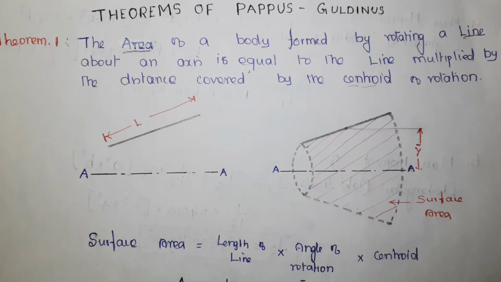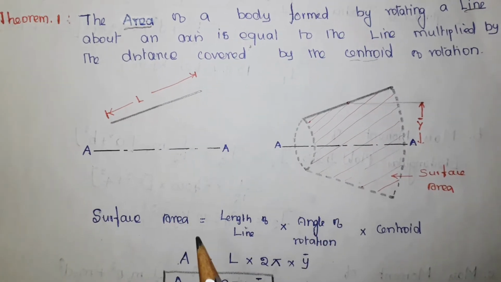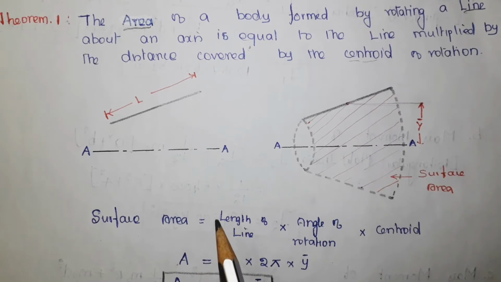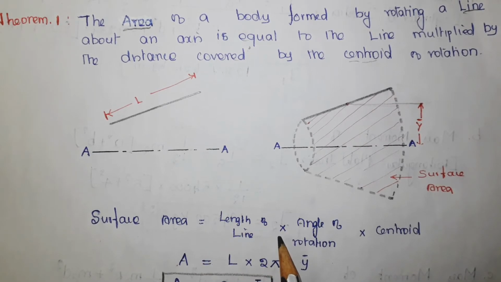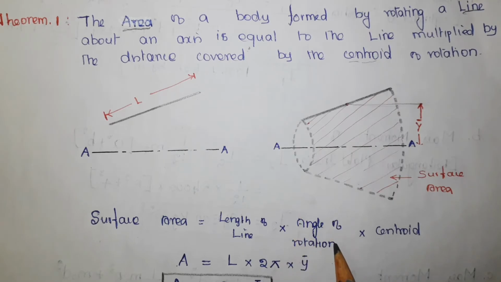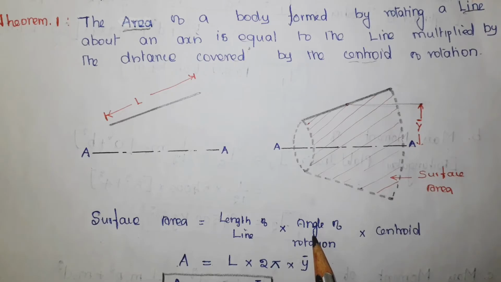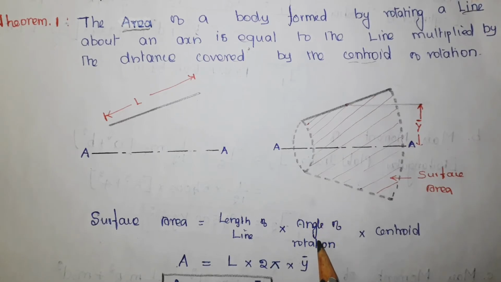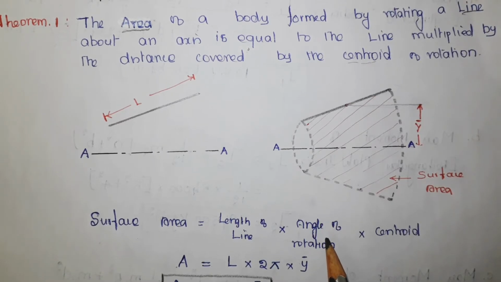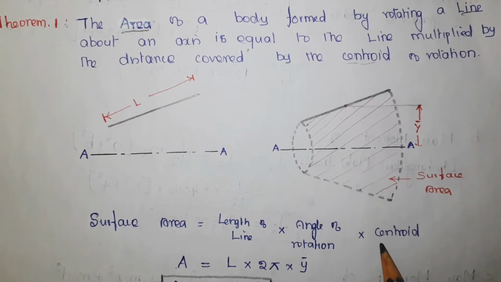Now let us go to the formula. Surface area is equal to the length of this line, multiplied by the angle of rotation. The angle of rotation can be anything from 0 to 360, and make sure that you substitute it in radians, and then the centroid y bar.